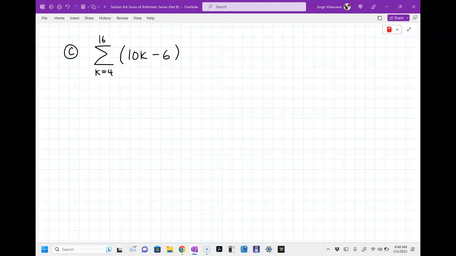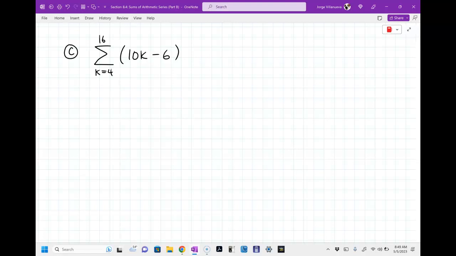So subtract, right? 16 minus 4, that's 12. And then add 1 all the time. 12 plus 1 is 13. There's 13 terms to go from 4 to 16. I mean, you can count on your hands: 4, 5, 6, 7, 8, 9, 10, 11, 12, 13, 14, 15, 16. That's 13 terms. So don't just subtract them, or else you're always going to be one term short.